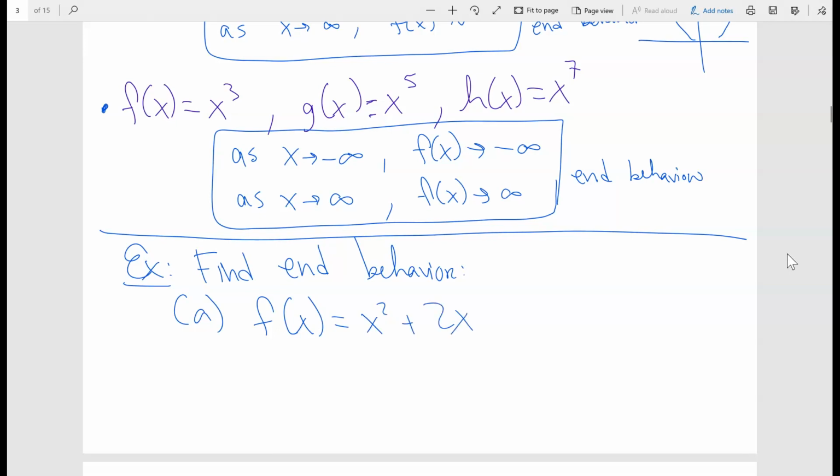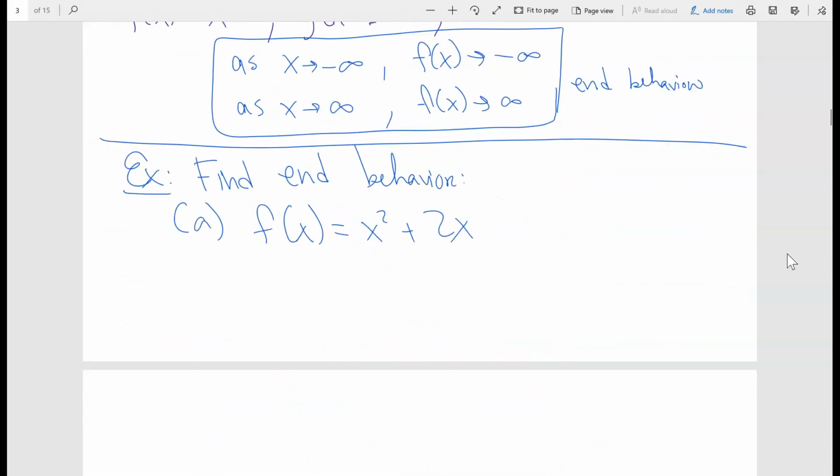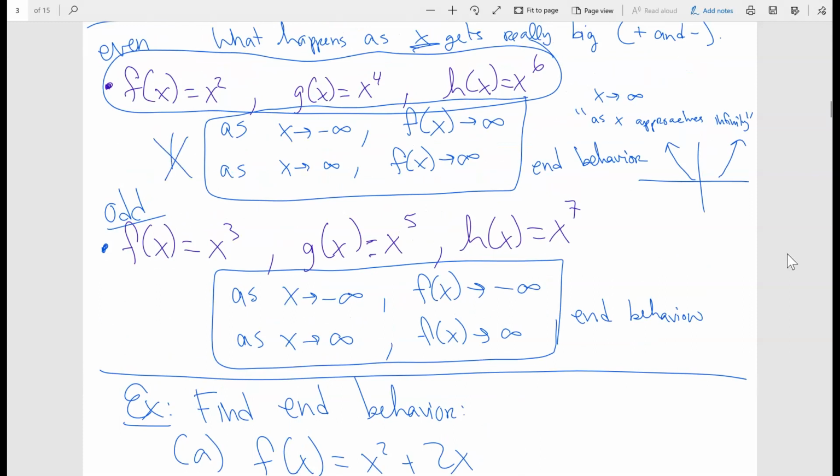Notice that this is a parabola. It's a happy parabola, going to be pointing up. It's even also. So here's my even ones, here's my odd ones. This is going to be the end behavior. Here we're going to say that as x approaches negative infinity, my f of x is going to approach positive infinity. And as x approaches positive infinity, my f of x is going to approach positive infinity, which is basically what I have here.